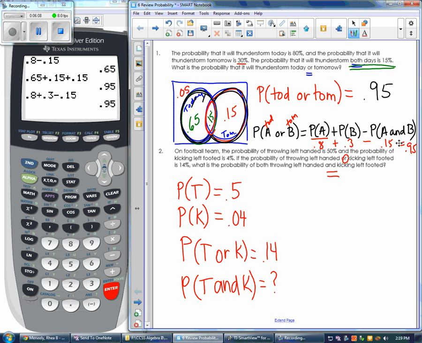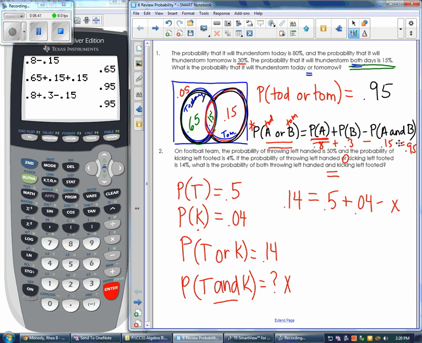Well, if I plug these values into my probability rule, and I let T correspond to A and K correspond to B, then my OR statement corresponds to my 0.14, and that has to equal the probability of A, which is the probability of T, and that's going to be 0.5, plus the probability of B, which I'm associating with K, that's 0.04, and I need to subtract the probability of both. Well, this is what I don't know, so let's just call that X.